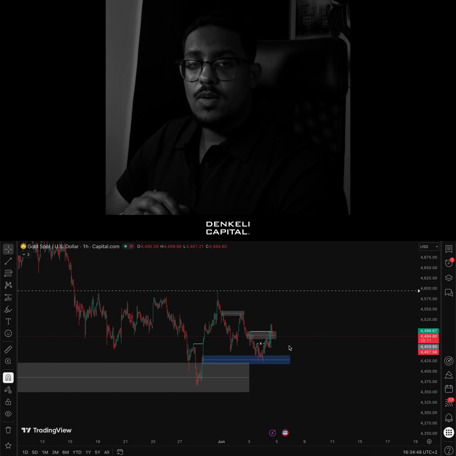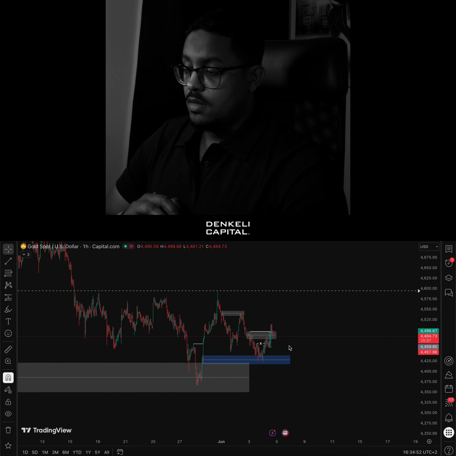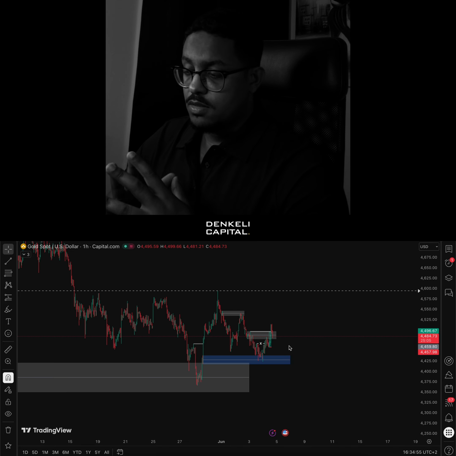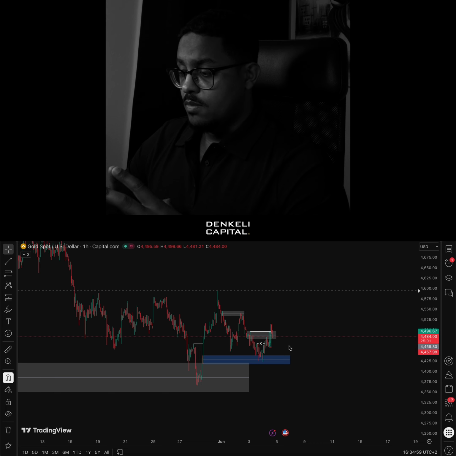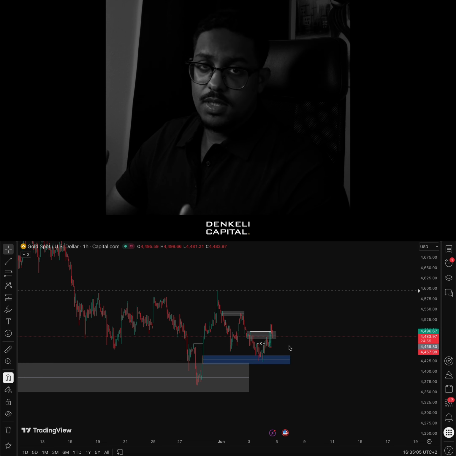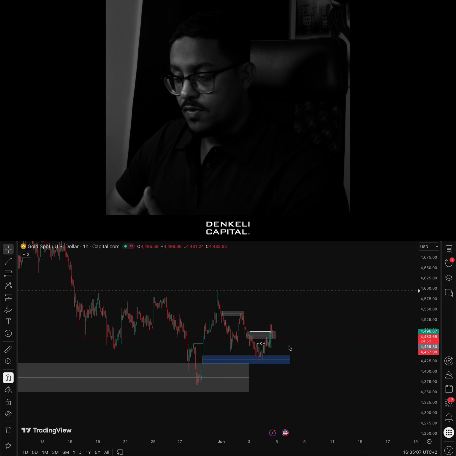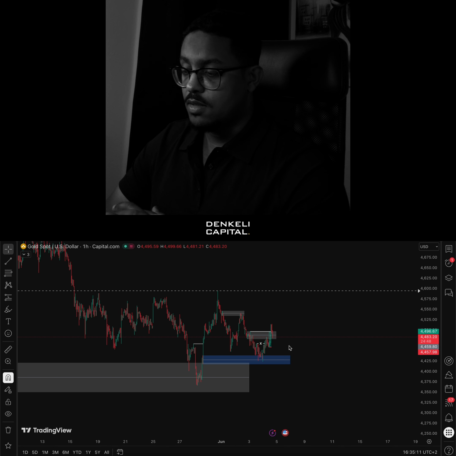I want to show you how I caught this long trade today on gold, and the way I framed this trade is actually really basic stuff. It's just a very normal market structure that I followed, but for my entry techniques, I use maybe a little more advanced stuff like footprint charts and volume and delta and all that.